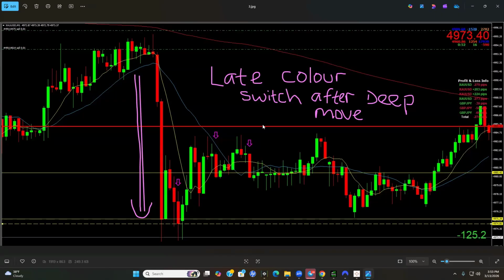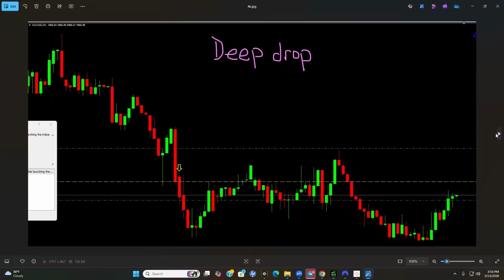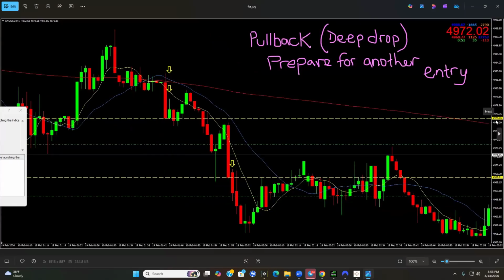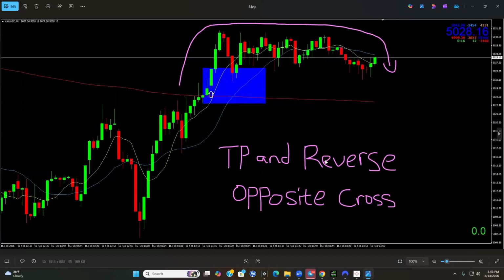Can you read what it says? Late color switch after deep move. Okay, fine, you can see it. Yeah, we looked at this last week. Just some examples. So, this one I call a deep drop. Okay, TP and reverse opposite cross.